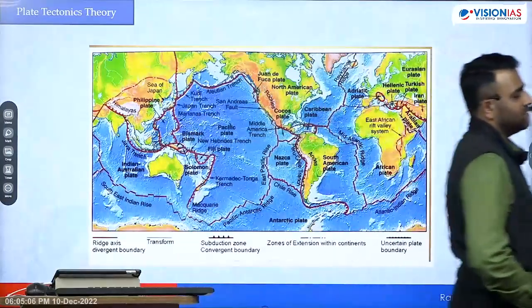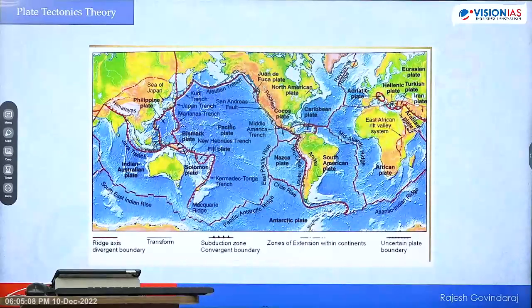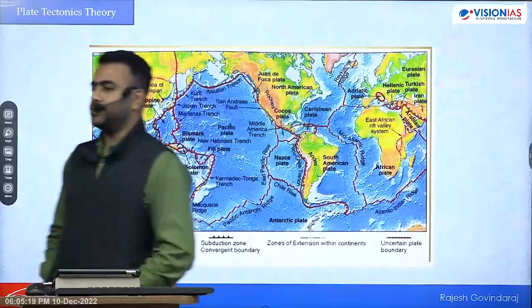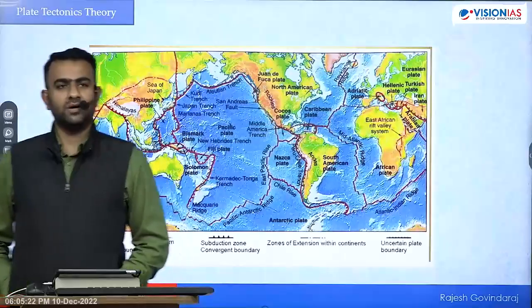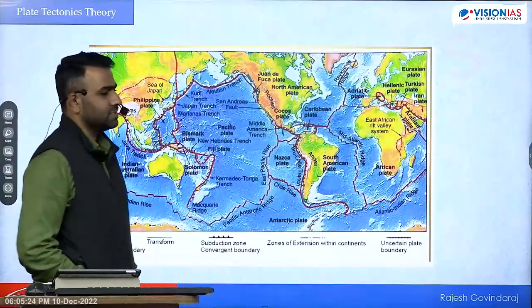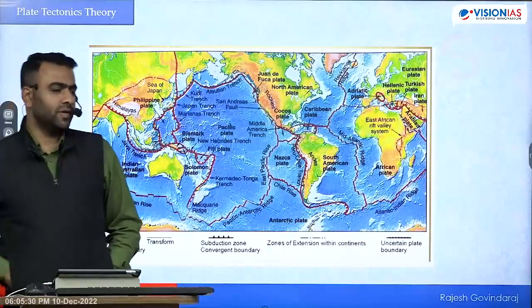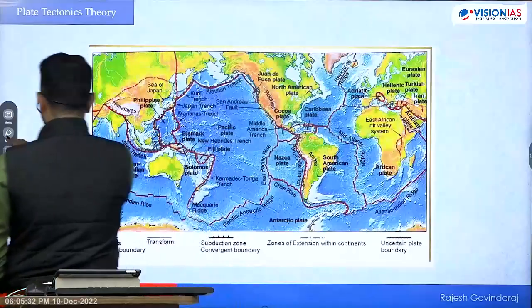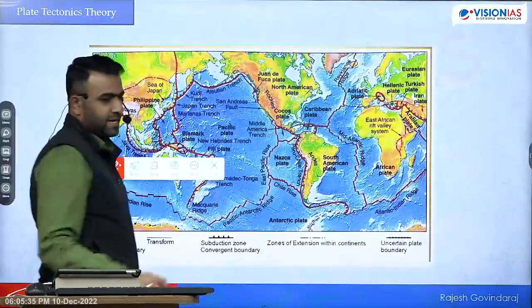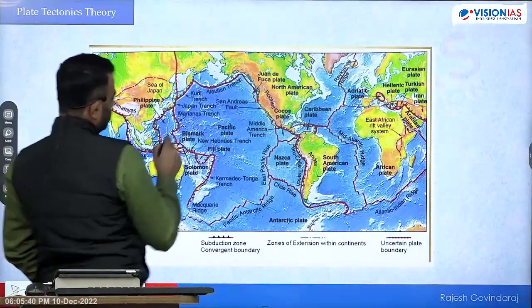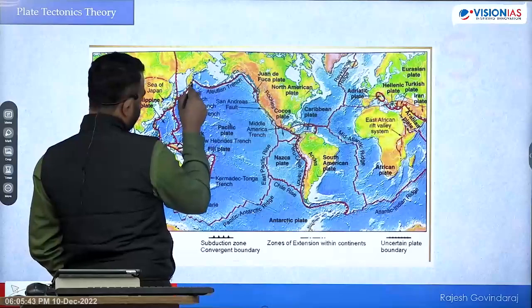So what we had seen in the world map is majorly continents and oceans, right? Continents and oceans. If you remove water, what we see is plates. So basically continents and oceans both are part of plates. We have a total of 7 major plates, that is big plates. What are the 7 major plates? Identify. These cracks and boundaries that you see, these are the plate boundaries.